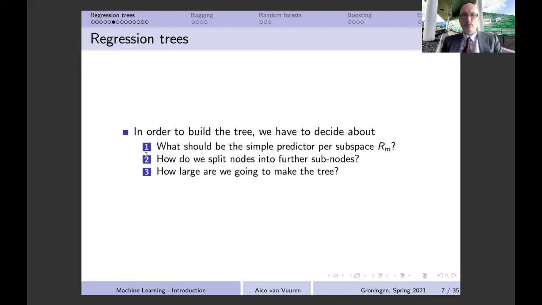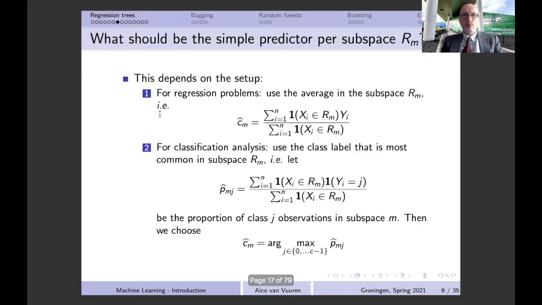That brings me, first of all, to the first question: what should be the simple predictor per subspace Rm? Well, again, that actually depends on the setup. And actually I have already talked about that. That is to say, when we look at the regression problem, so in the case that yi is continuous, then we're going to use the average in the subspace Rm. So exactly what I said on the very first slide.